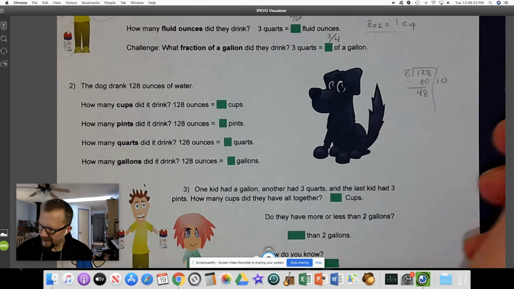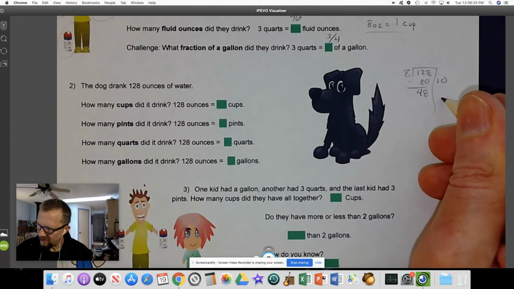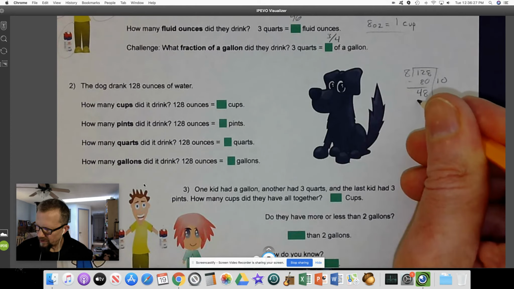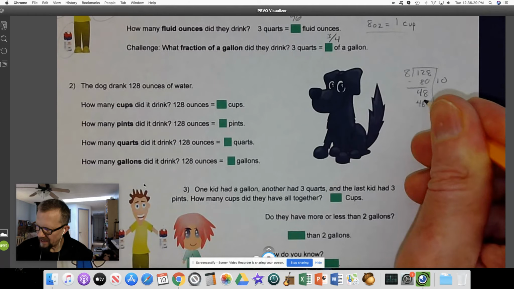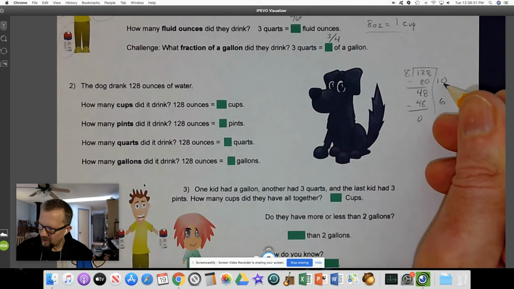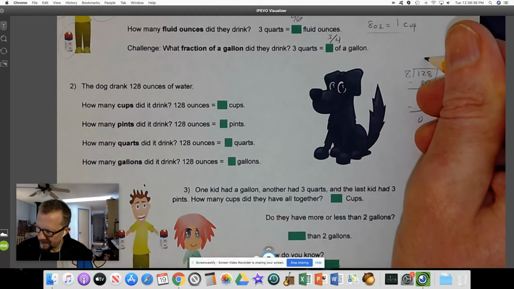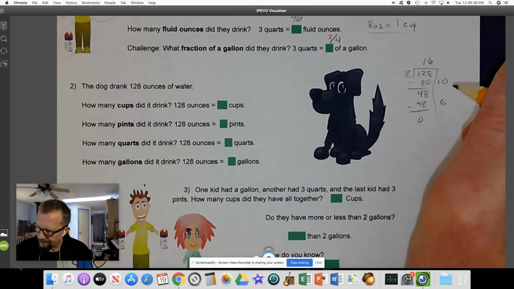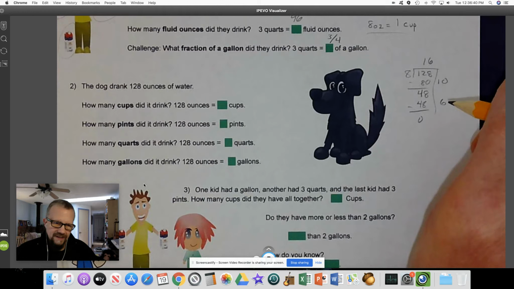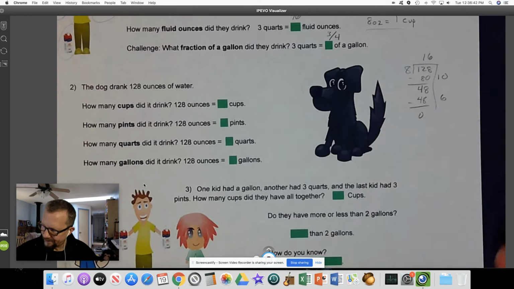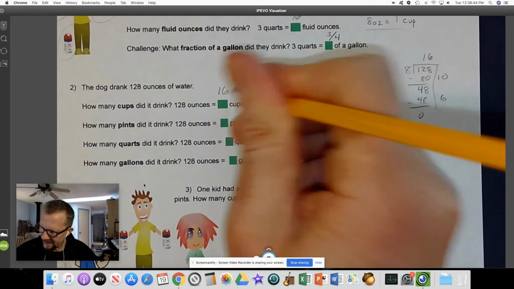So I know there's more than 10 cups. Let me see, 6 times 8 is 48. Helps to know your times tables. 6 times 8 is 48. None left. So altogether I used 16 groups of 8, or 16 cups, because every cup is a group of 8. So we got 16 cups.